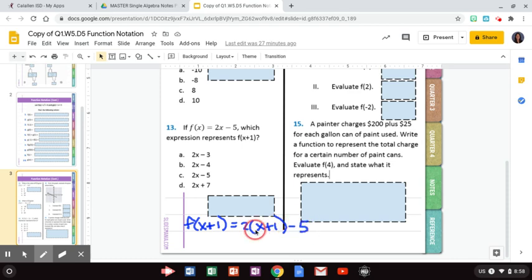Now, whenever we have parentheses, remember our rule is to get rid of it by doing distributive property for that parenthesis. So that's 2x plus 2 minus 5. This can be simplified further to give you 2x minus 3. So the answer is A, 2x minus 3.